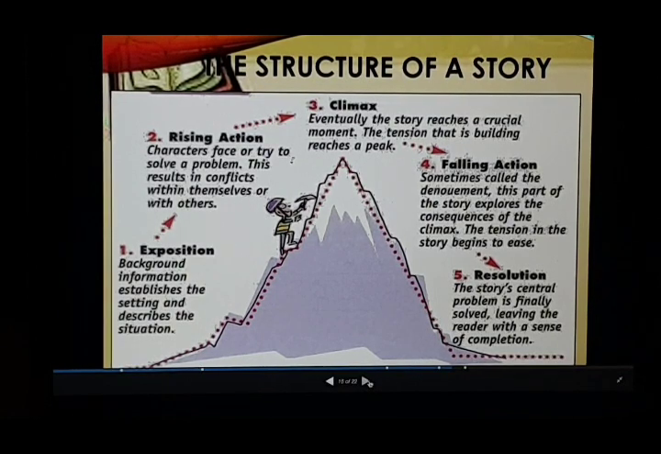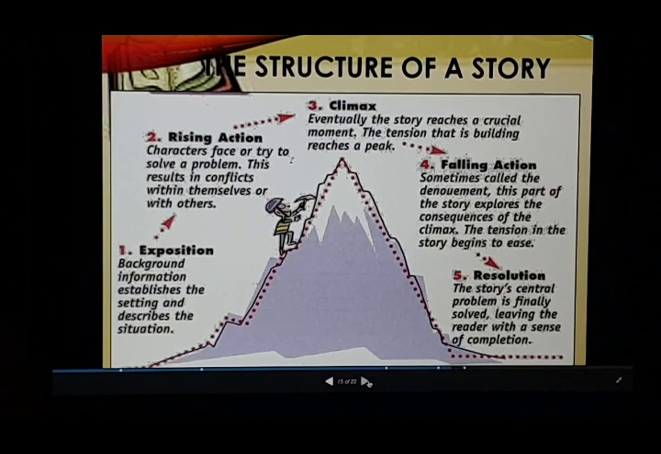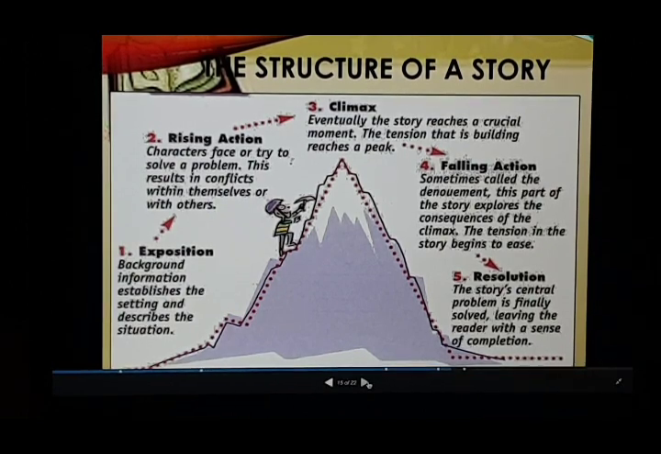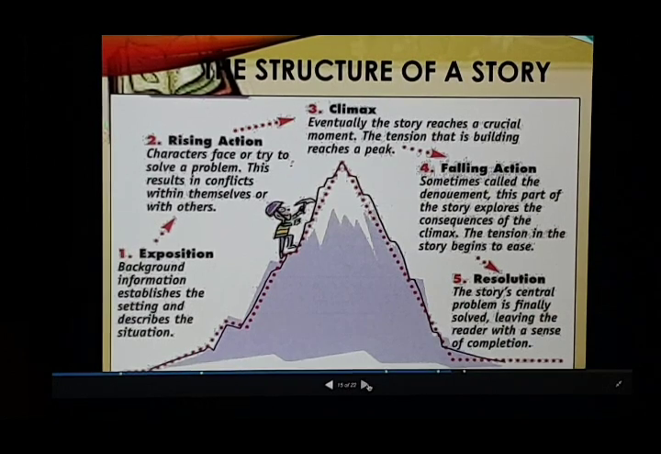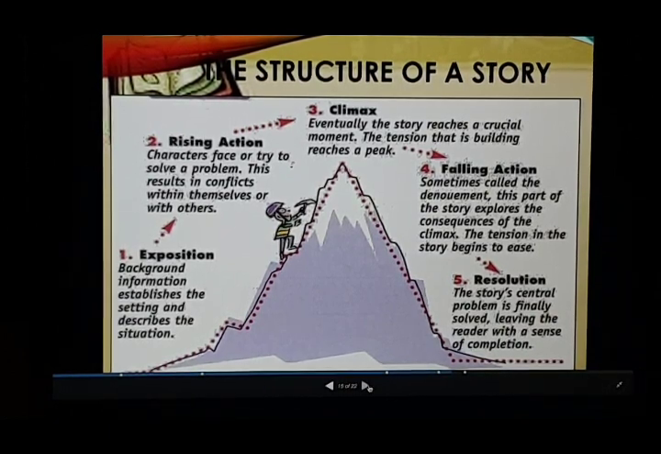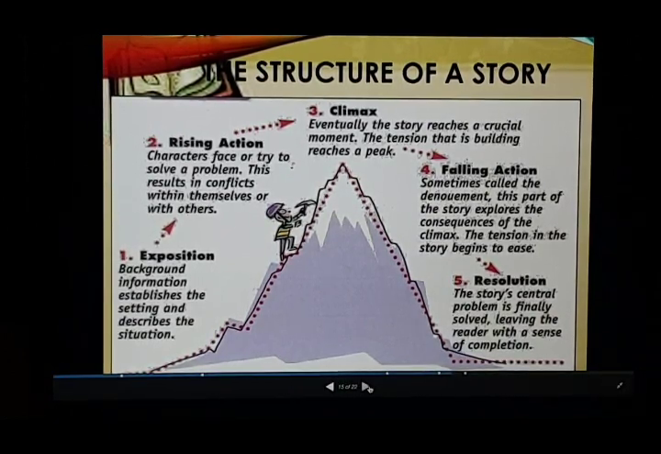Characters face or try to solve a problem. This results in conflicts within themselves or with others. Now the actual climax. Eventually, the story reaches a crucial moment. The tension that is building reaches a peak.